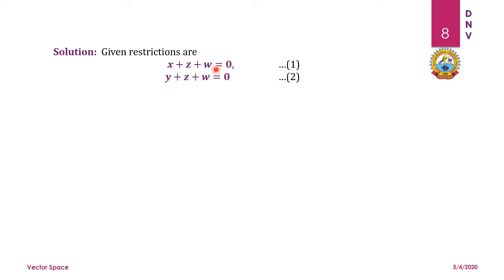So these are the 2 restrictions given to us, and the element is X, Y, Z, W. Geometrically speaking, these are 2 planes passing through the origin, and when these 2 planes are given as conditions, then the components X, Y, Z and W must lie on both the planes. That is the intersection of these 2 planes. So how do we find the intersection of these 2 planes? We just subtract one from the other. So what happens when we subtract 2 from 1? It gives us X minus Y equal to 0, which implies X is equal to Y.